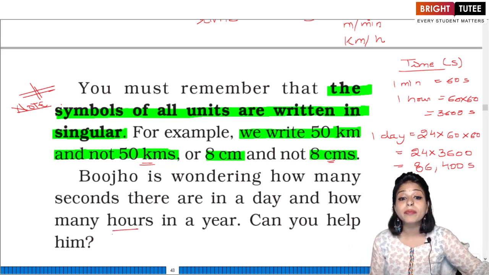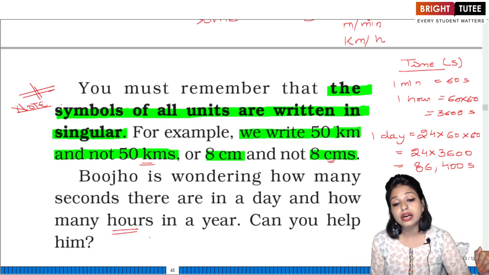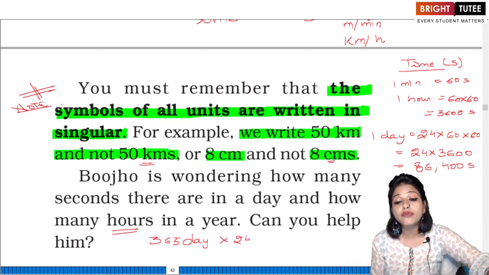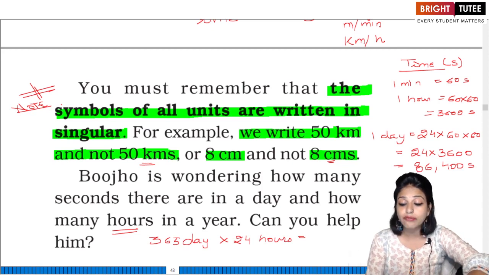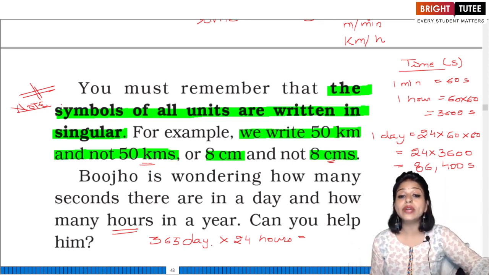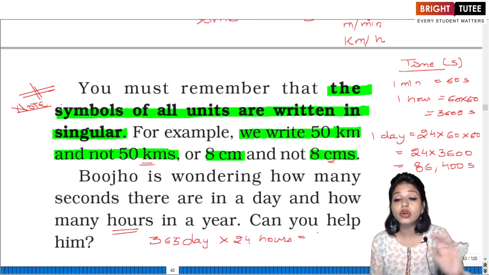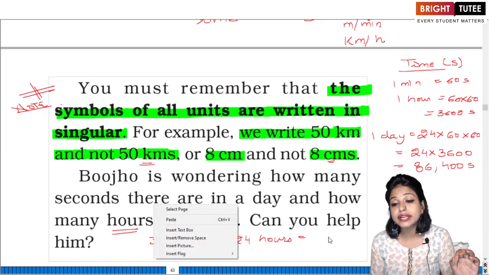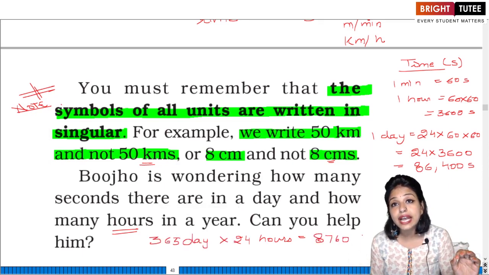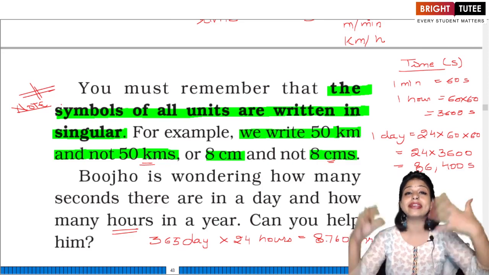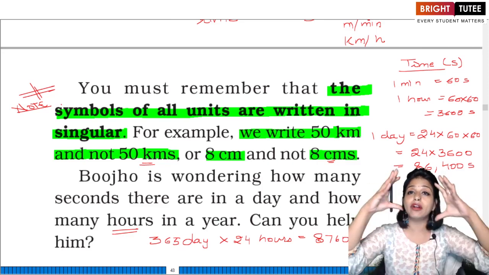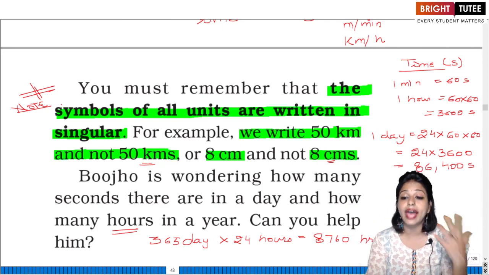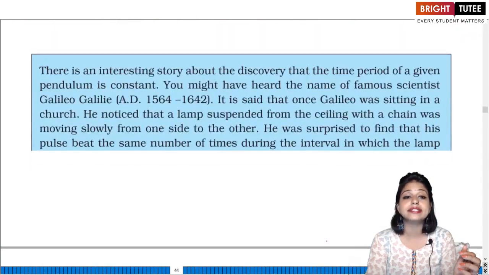If they want to ask how many hours there are in a year, so in a year, there are 365 days into 24 hours in every day. What do we get, people? So if I calculate 365 into 24, it comes out to be 8,760 hours. So people, we can calculate for time as big or as small as we like. Let's go to the next thing and understand what it is.